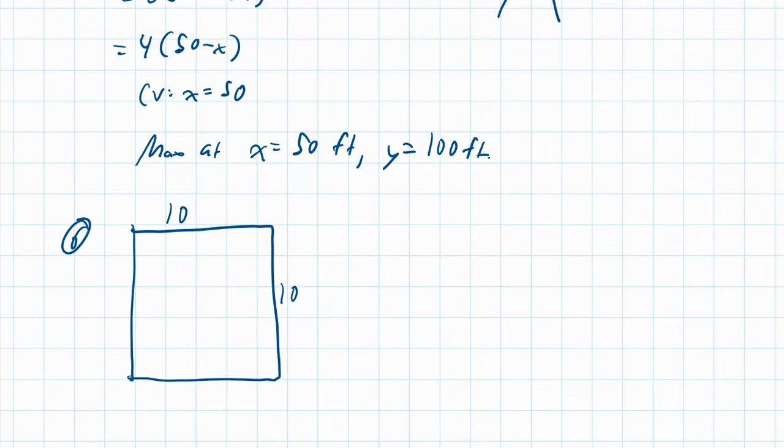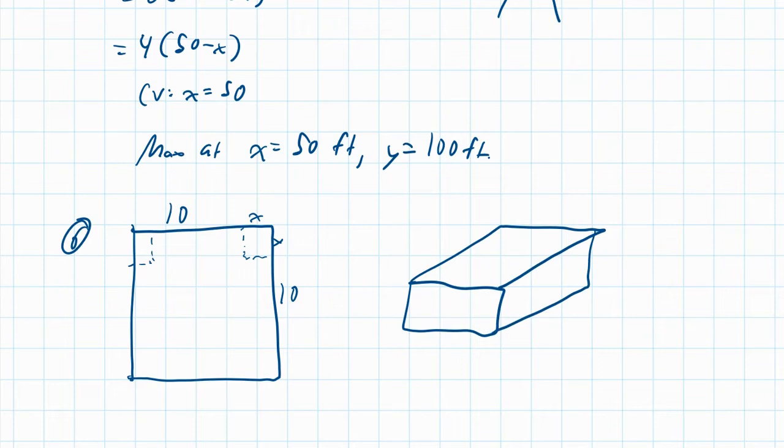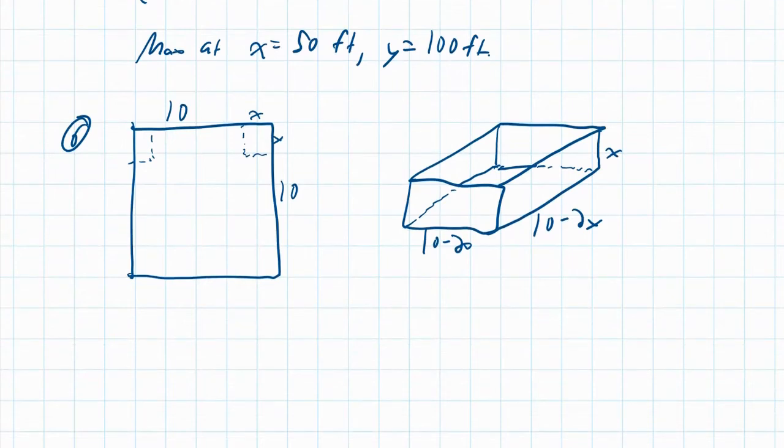So typically we don't know what the corners are, so we call those little corners x pieces, and we cut them off of all 4 sides. When I pull those corners back up, I need to make this the same height as those. I end up with a 10 minus 2x, 10 minus 2x, and an x folded up. Once you fold all that up, then volume is equal to x times 10 minus 2x squared.